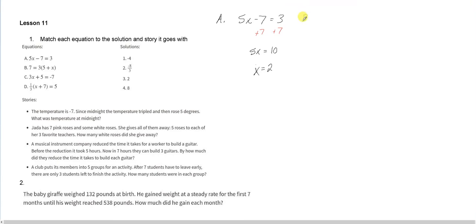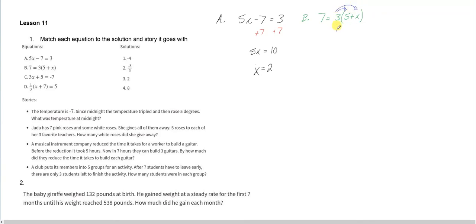So B says that 7 equals 3 times the group of 5 plus X. So we've got 3 groups of 5 plus X. Now technically we could divide both sides by 3, but I think 7 divided by 3 is not very pretty. So I'm going to distribute on this one. That's just my choice, you don't have to do that. I just think it works out easier.